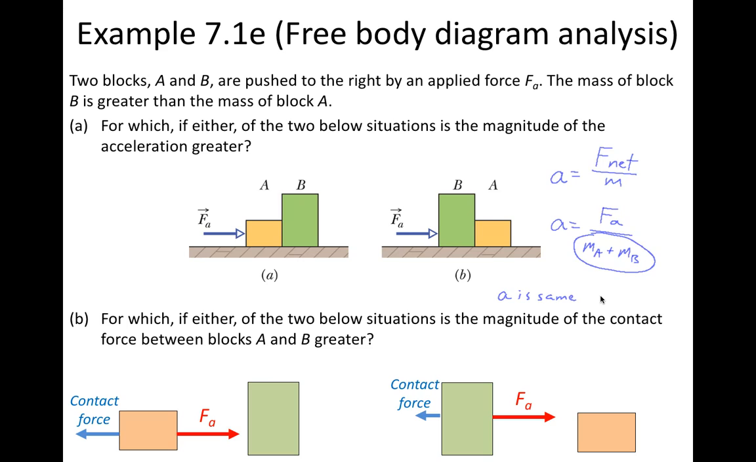The contact force between the two blocks is going to be pushing the first block in the pair to the left, and the contact force will be pushing the second block in the pair to the right. And what's important to remember is that the acceleration is the same in both cases. And so in this case, the contact force is the net force on this. So the net force, which is that contact force, I'll just call that F sub CON for contact force, is going to be the mass of block B times the acceleration.